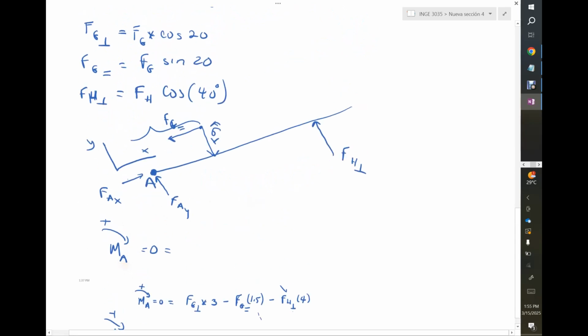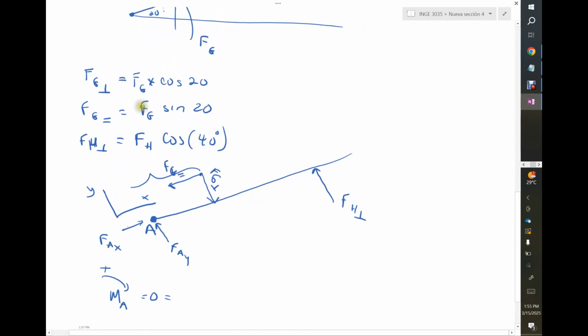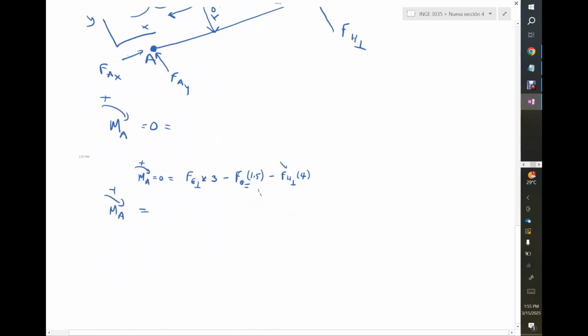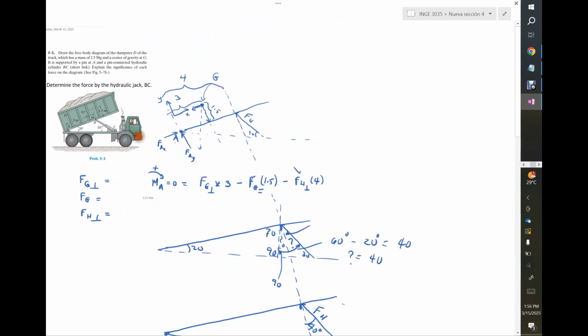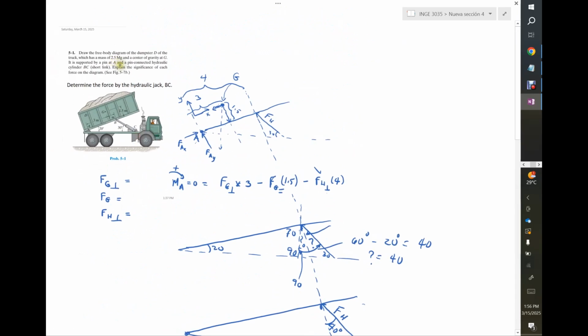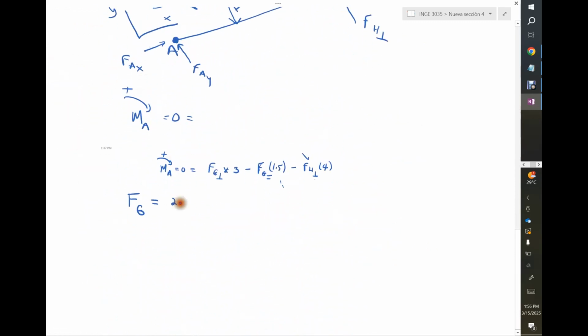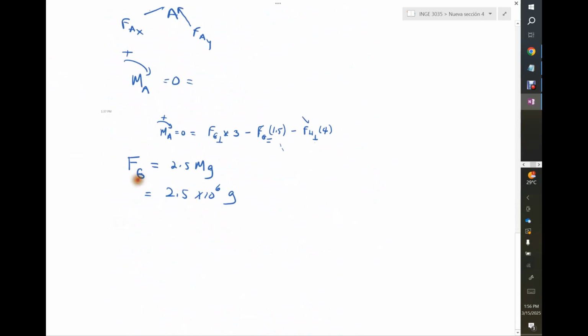Now, one thing that I haven't done is, what is FG? We don't know FG yet. So let's work on FG and we finish this. FG, according to the book or the problem, is about 2.5 megagrams. 2.5 megagrams. That's about 2.5 times 10 to the 6 grams. So that's not force, that's mass. So I need to multiply that by 9.81 to make it Newtons.